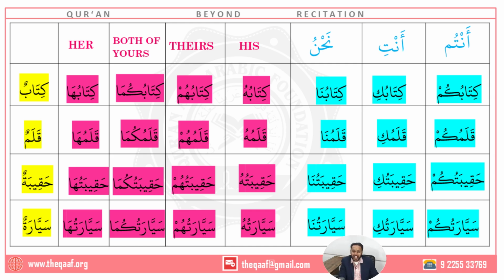Na is the attached form of nahnu. So you have to use the attached form. Nahnu's attached form is na. Kitabuna. What about anti? Your book? Kitabuki. Book of you all?